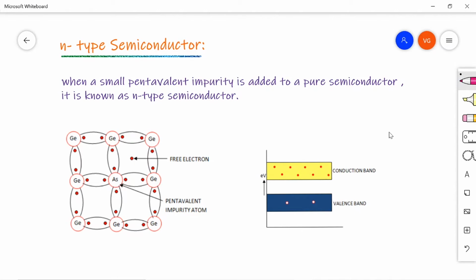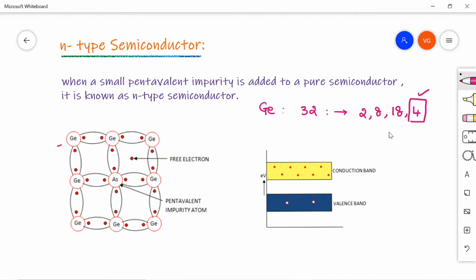Let us see what is an N-type semiconductor. When a small amount of pentavalent impurity is added to a pure or intrinsic semiconductor, the resultant is an N-type semiconductor. Now let us see how this N-type semiconductor is formed. Consider a germanium crystal in its pure form. Germanium has an atomic number of 32. The atomic distribution is 2, 8, 18 and 4. So the valence band has 4 electrons.